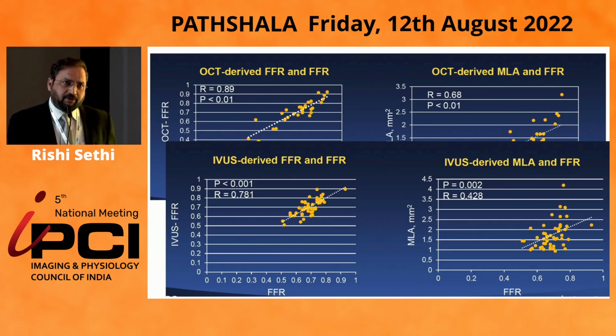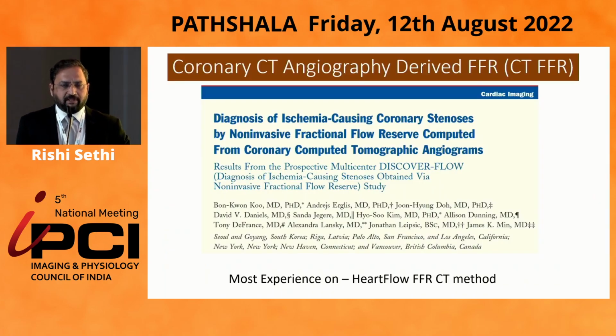Now, apart from intravascular imaging, we have other imaging modalities that can predict physiology, and one of them is the CT coronary angiogram. This was the first landmark paper, published in 2011 by Dr. Koo et al., the DISCOVER-FLOW study, which set the ball rolling for CT-FFR findings.